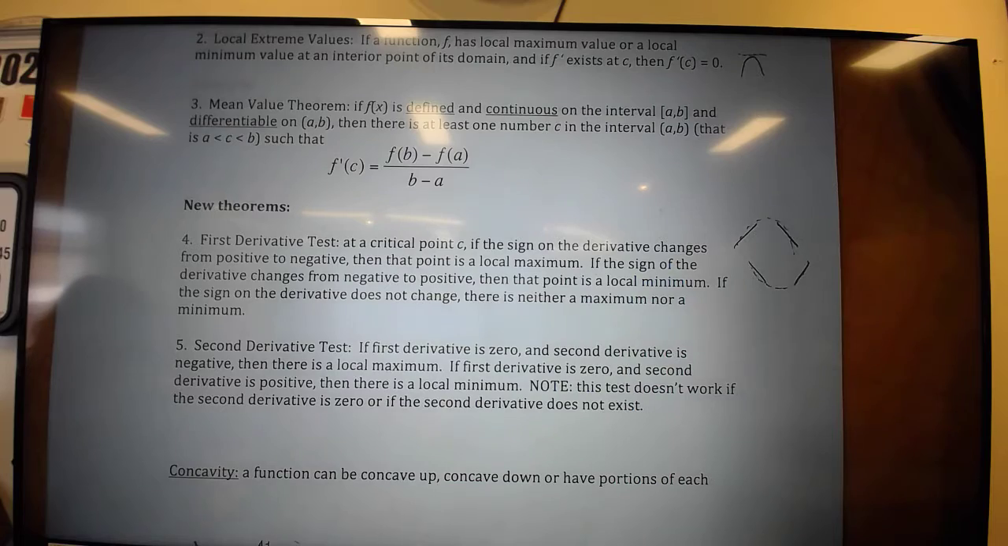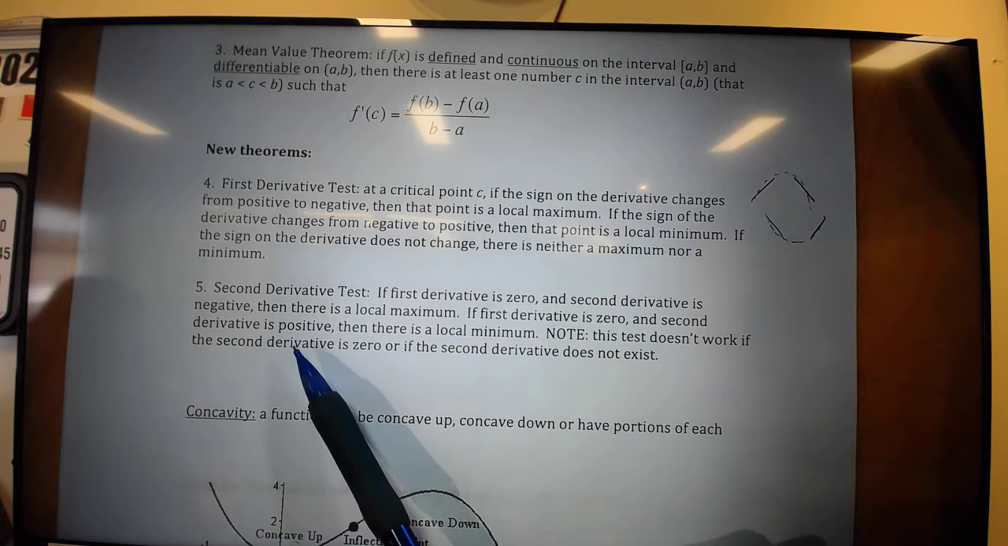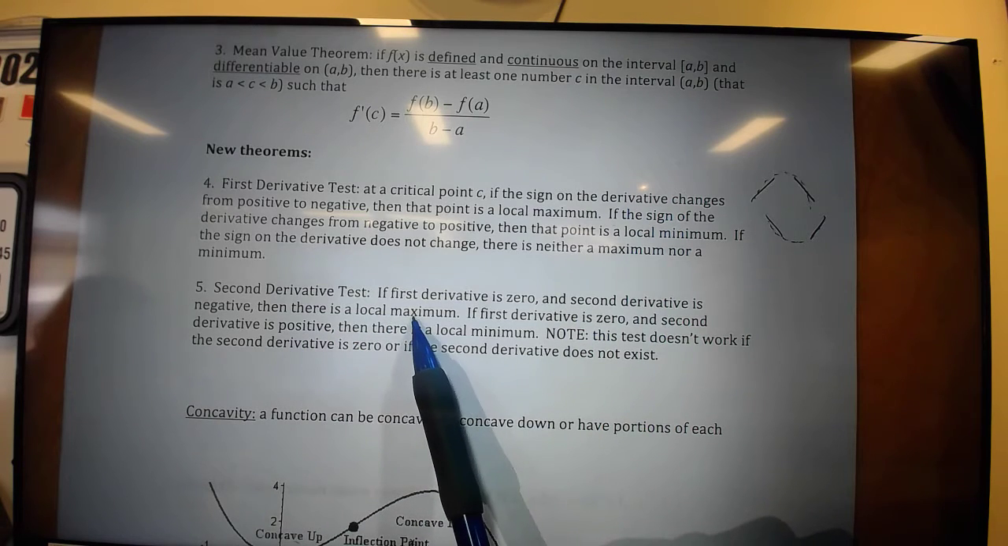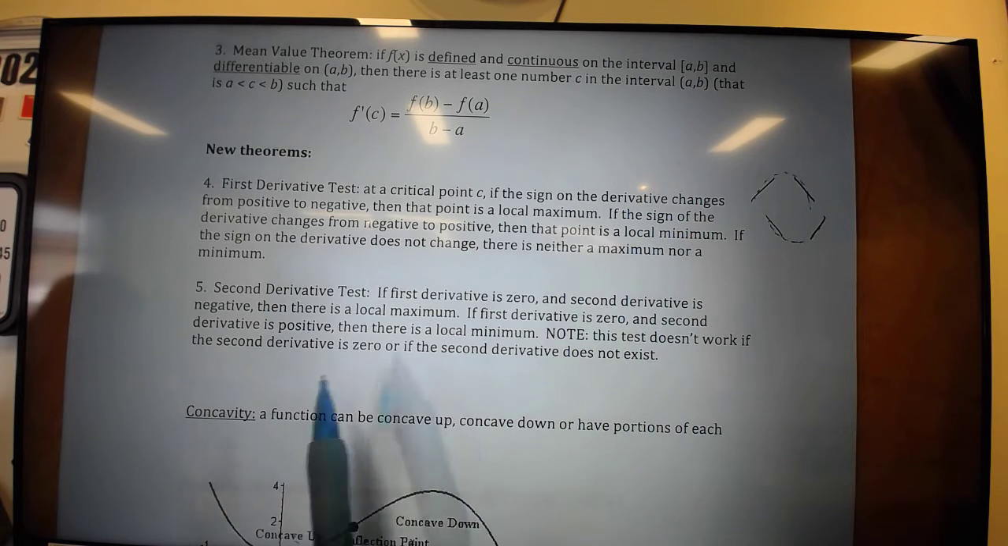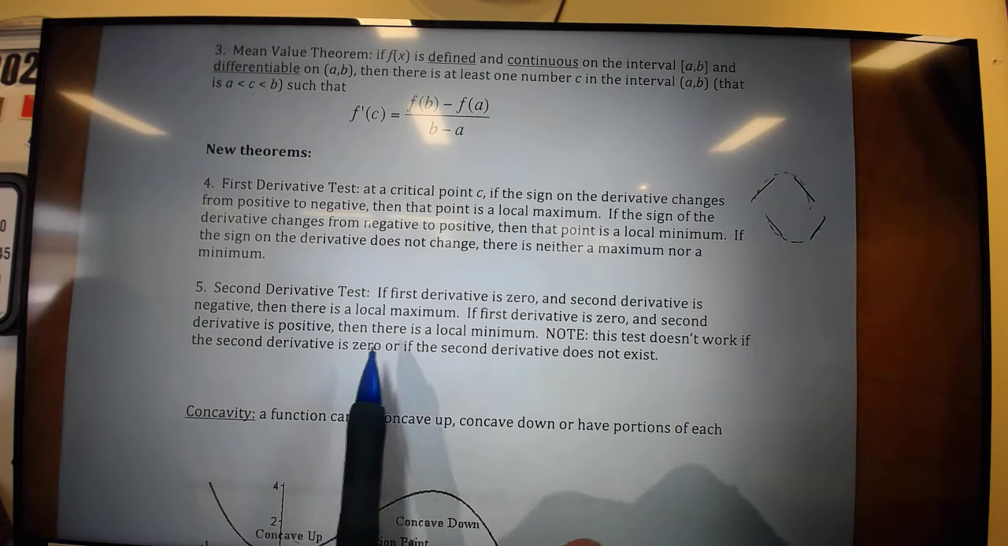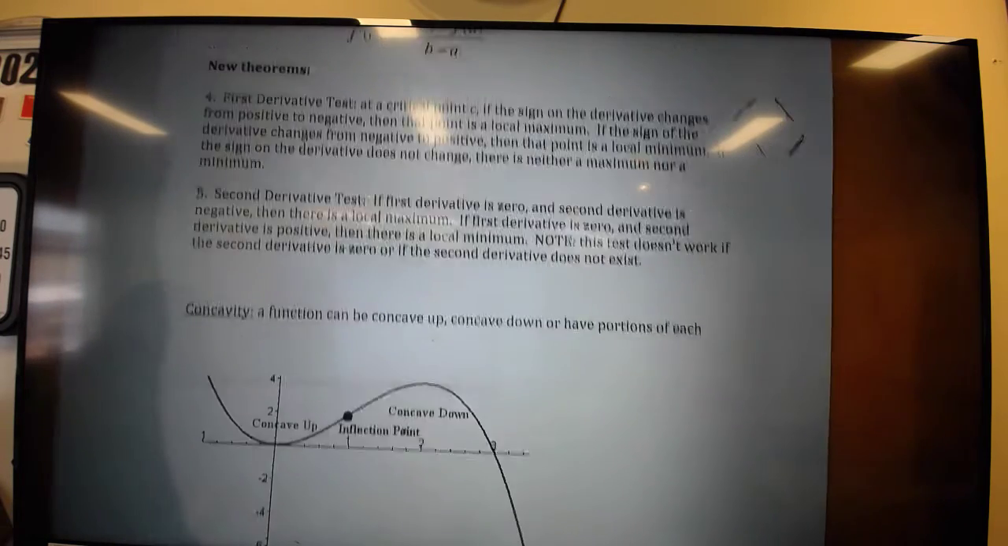The second derivative test, so this one's new. If the first derivative is 0 and the second derivative is negative, then there's a local maximum, okay? So instead of doing the positive to negative change, we can do the second derivative instead, okay? If the first derivative is 0 and the second derivative is positive, then it's a local minimum. Note, this test doesn't work if the second derivative is 0 or if the second derivative doesn't exist. So obviously if the second derivative isn't there, we can't test anything with it, okay? So we'll talk more about what those mean as we go, but there's the theorems off the top, okay?